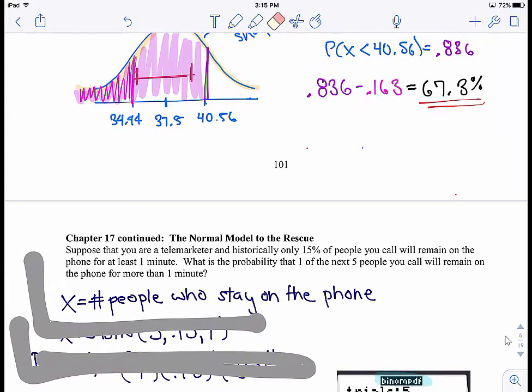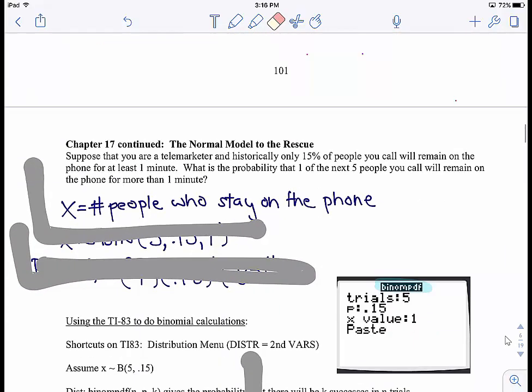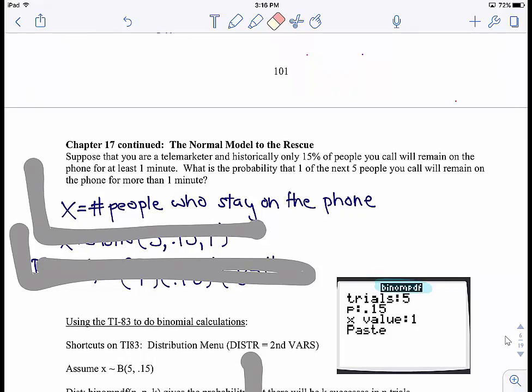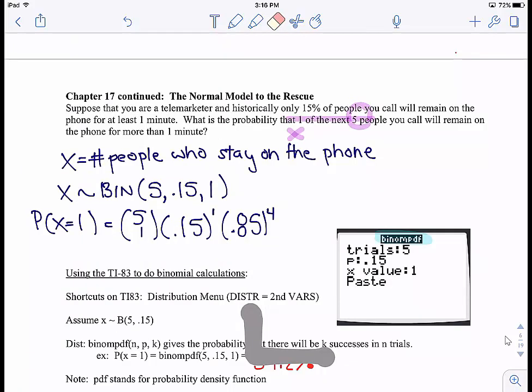All right, so speaking of normal, the normal model to the rescue. Suppose you're a telemarketer and historically only 15% of people you call will remain on the phone for at least 1 minute. What is the probability that one of the next 5 people you call, so 1 out of 5, there's your N and X, will remain on the phone for more than 1 minute? So then X is the number of people who stay on the phone, and it's approximately binomial distributed, and we want X to be 1.